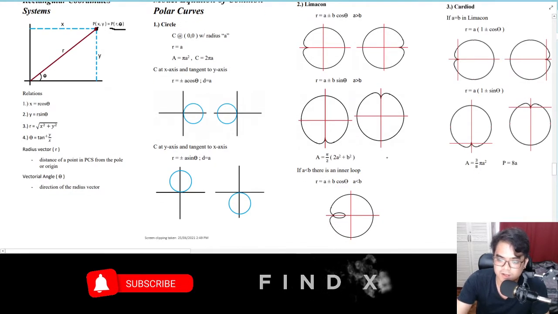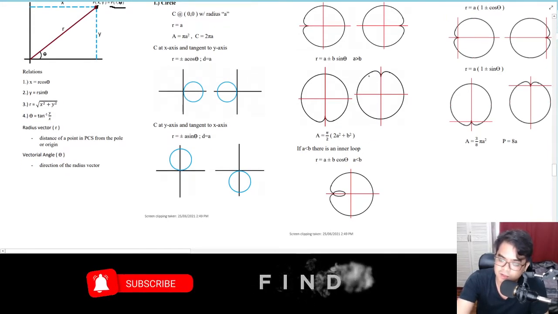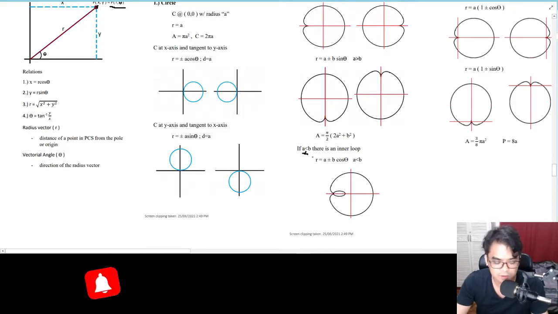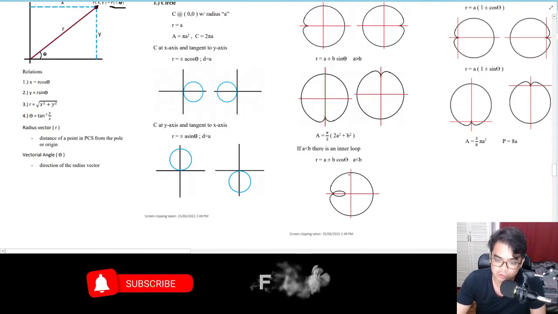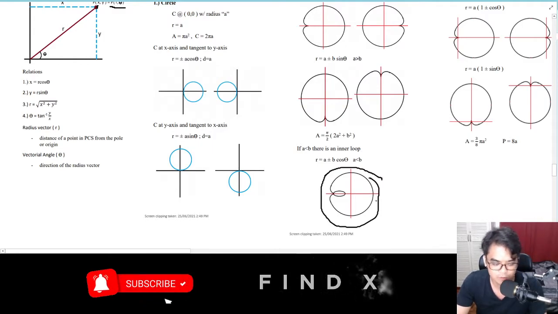For the area, it will just become pi over 2 times (2a squared plus b squared). Now, if a is not greater than b, instead it's the other way around, or b is greater than a, or a is less than b, there will be an inner loop. So it will look something like this. So there will be an inner loop.